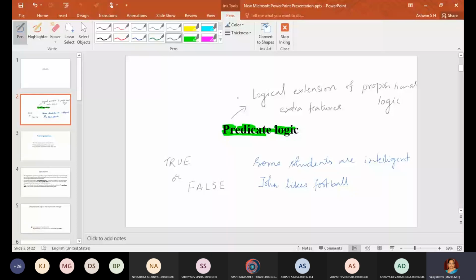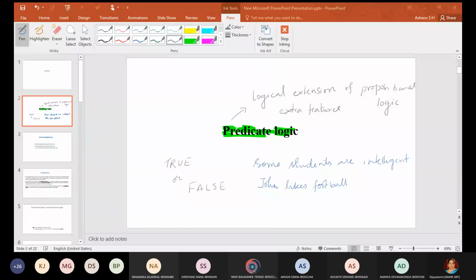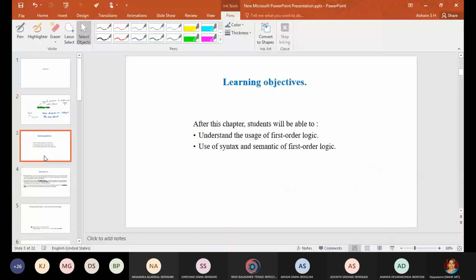So what are the objectives of this? After this chapter, you will be able to understand the usage of predicate logic or first order logic. We also call it first order logic, FOL. And the use of syntax and semantics of predicate or first order logic. These are the objectives of this particular topic.